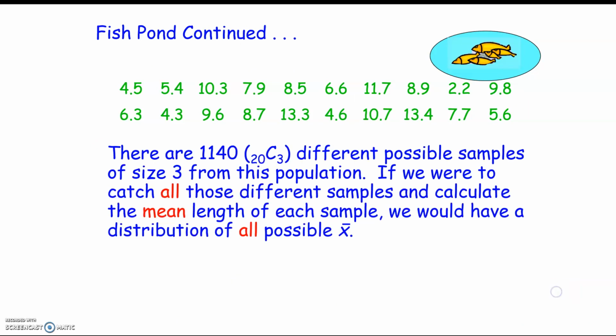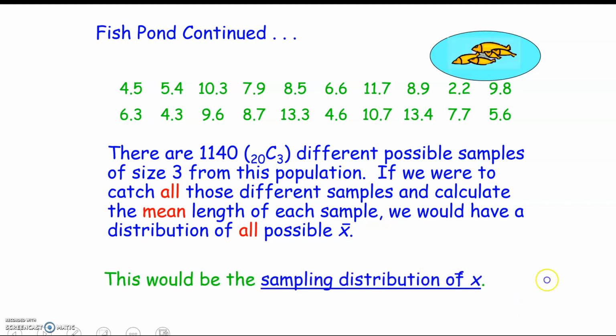So if we continue to look at this data, there's 1,140 different possible ways I could take a group of 3. If we catch all of these different samples and calculate the mean, we would have a distribution of all our sample means. And this would be called a sampling distribution of X. This should be of sample means.